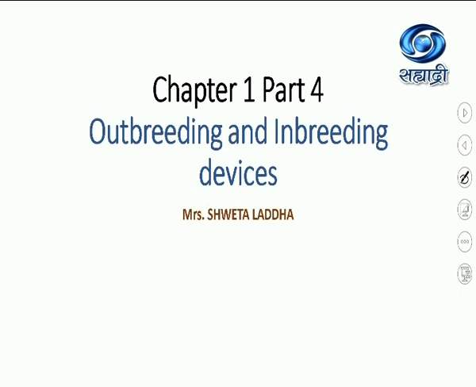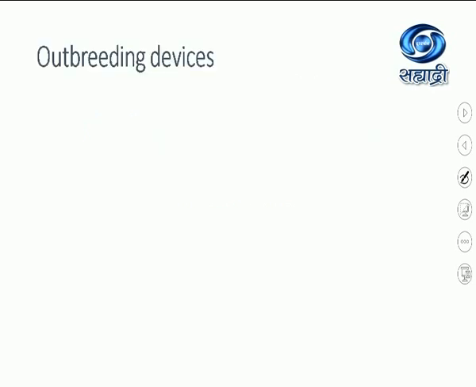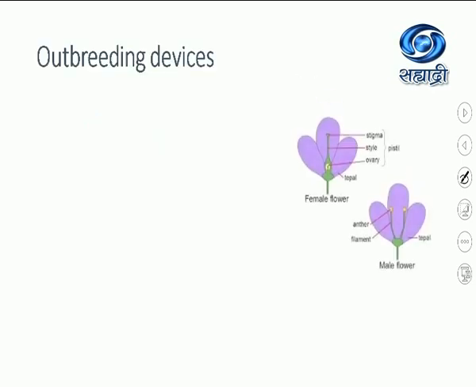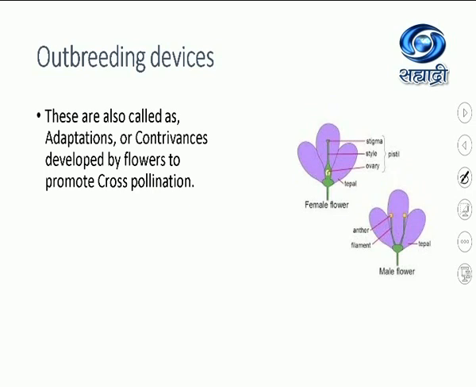Now let us start with the next very important part of this topic, part 4. Here we will be discussing outbreeding and inbreeding devices. Outbreeding devices are also called contrivances, or adaptations.